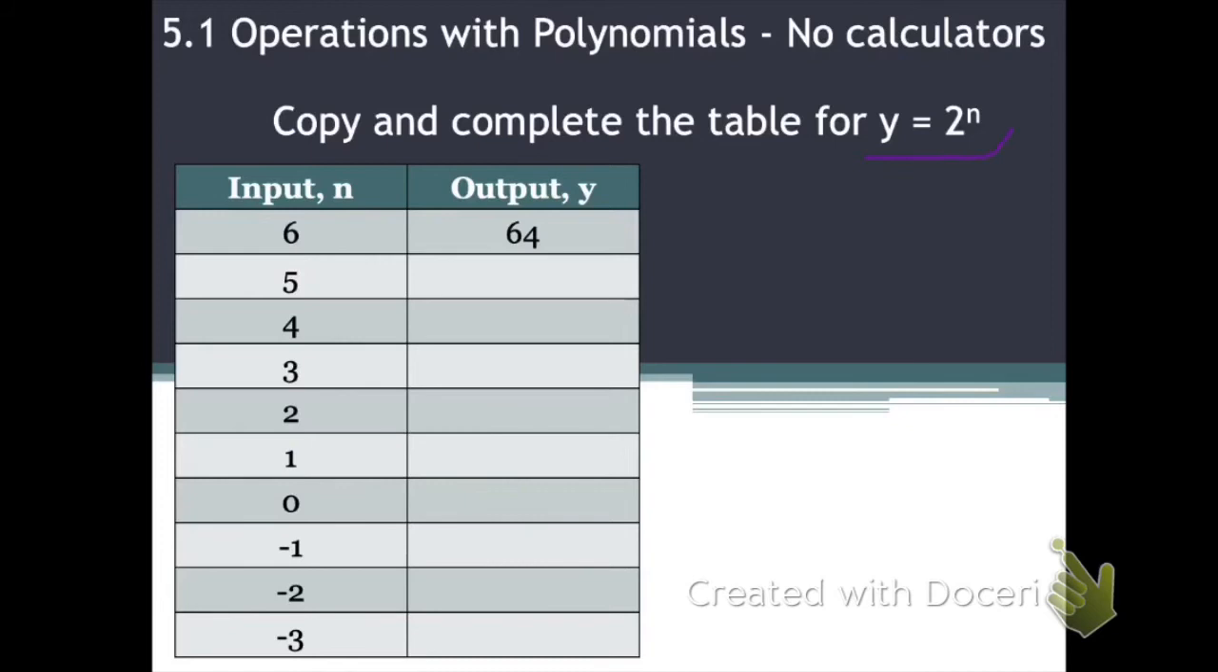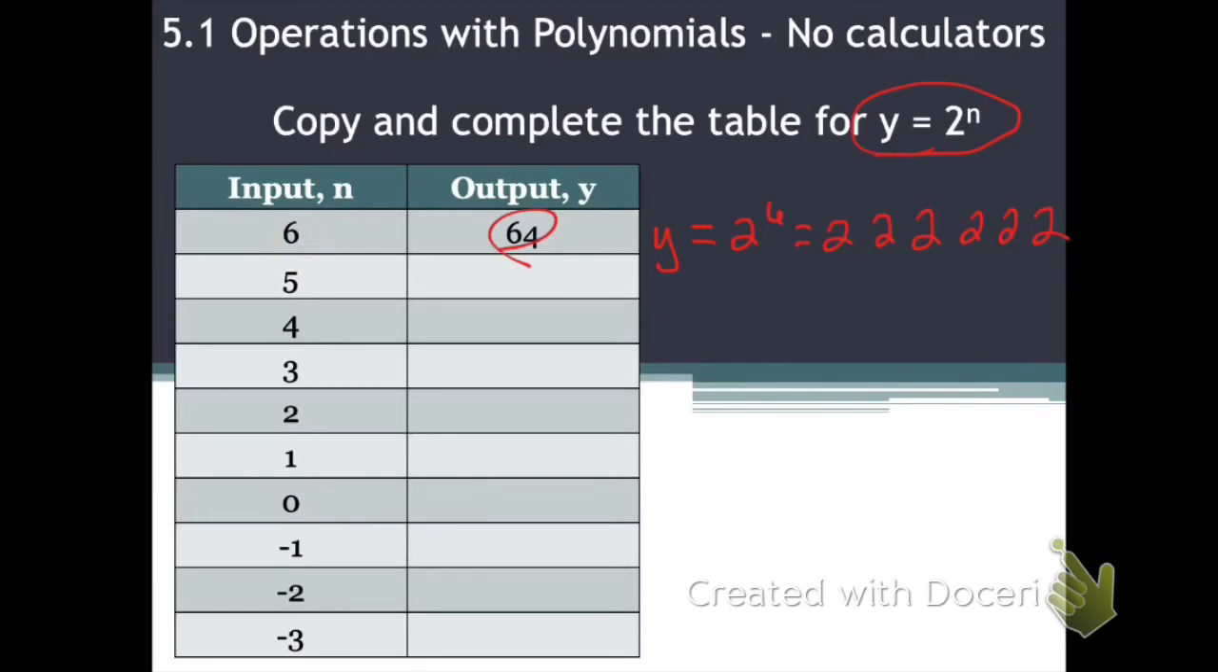So we're going to look at this. We're going to complete this table using this equation: y equals 2 to the n power. So we're just plugging in a different n each time we move down the table. I started the first one for you. The first one we're plugging 6 in for n. So y equals 2 to the 6, which is 2 times 2 times 2 times 2 times 2 times 2. Multiplying that out, you get 64.